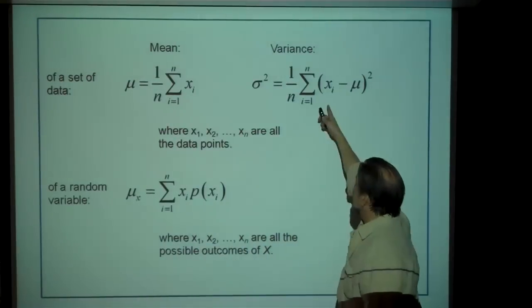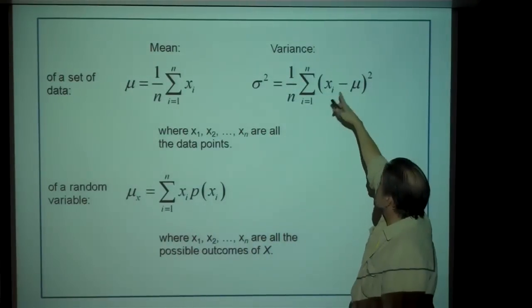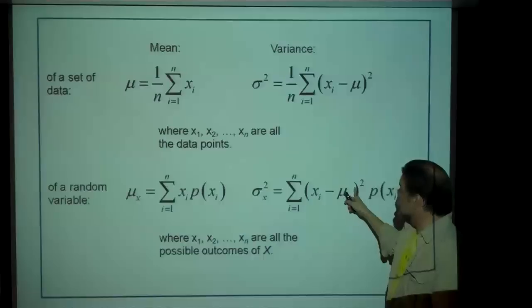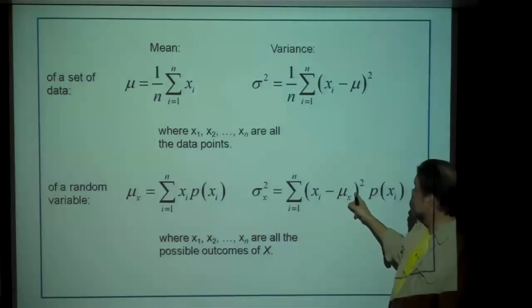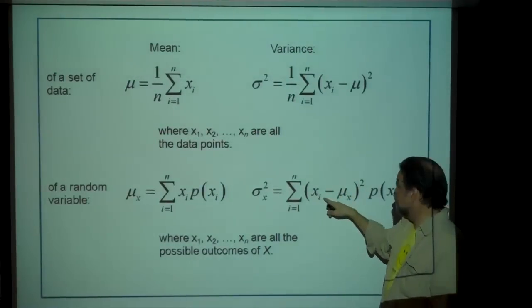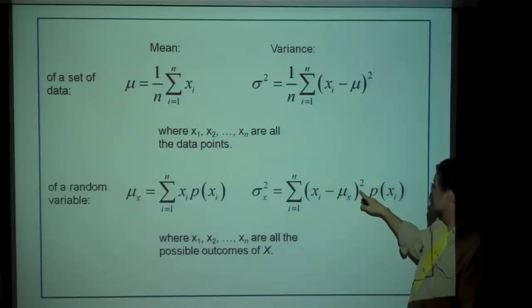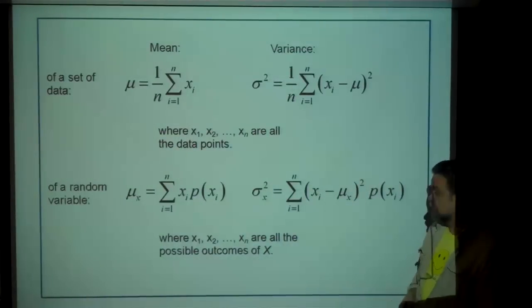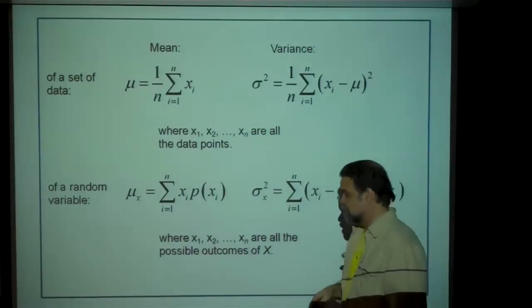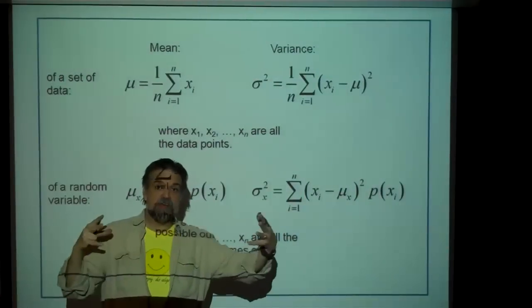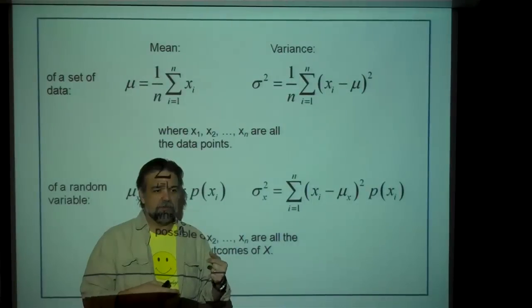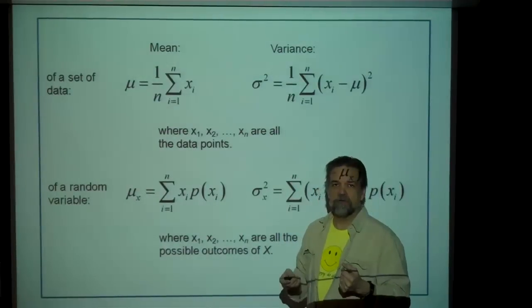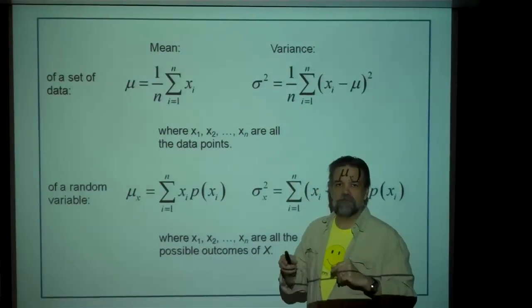Here's the variance of a data set, okay, where you take this squared difference and take the average of those. And here's the variance of a random variable. You take the squared difference between each possible value and the mean. You multiply that squared difference times the probability of this data point occurring, and then you add all those up, okay? That's the variance of a random variable. It measures the spread of the data, and the way I think of it in terms of a random variable is it's the volatility of the random variable. Okay, it's how dispersed the values might be.